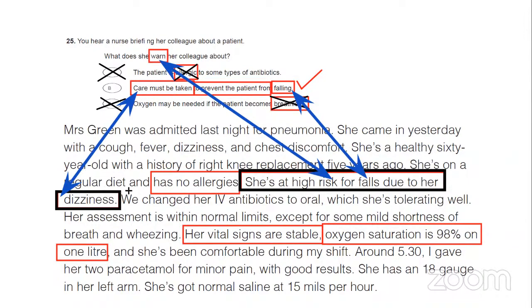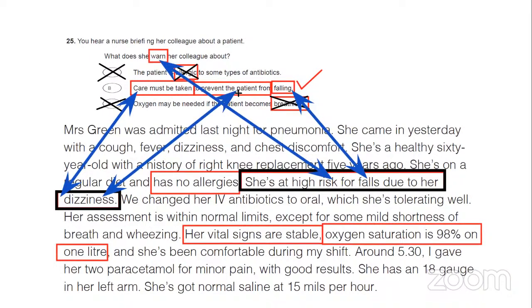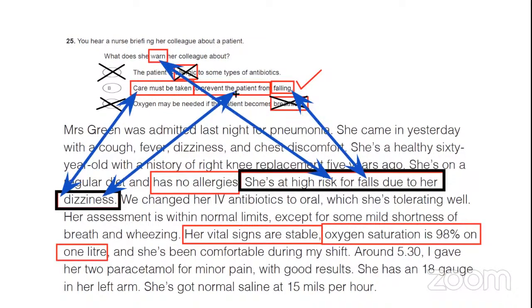If care is taken, you can prevent dizziness, because of dizziness she may fall. So you can prevent the patient from falling. So that is how you have to understand.